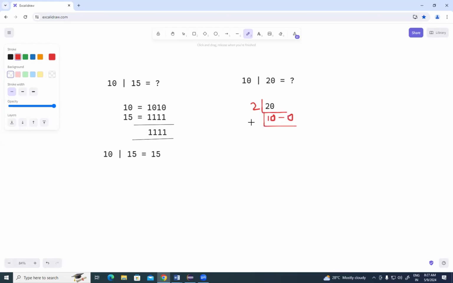2 5s are 10. Next one. 2 5s are 10. Remainder is 0.